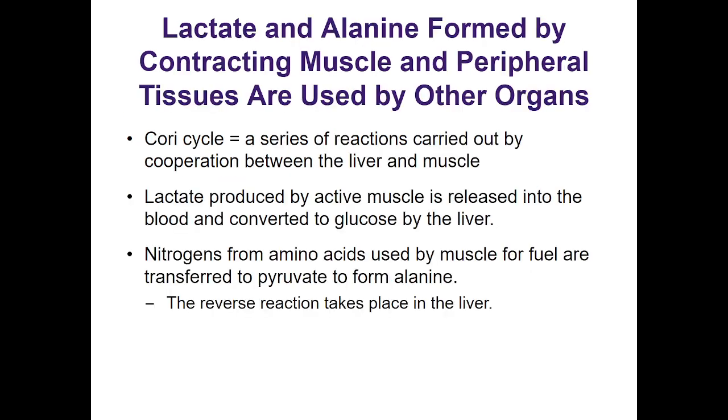Okay, the Cori cycle is going to be a series of reactions that's carried out by the cooperation between the liver and the muscle. So lactate is going to be produced by the active muscles, and it's going to be released into the blood. It'll then be converted to glucose by the liver. Liver does the vast majority of that conversion.